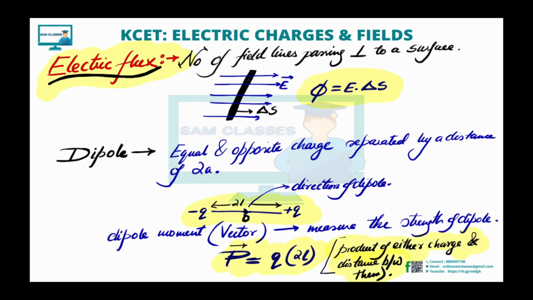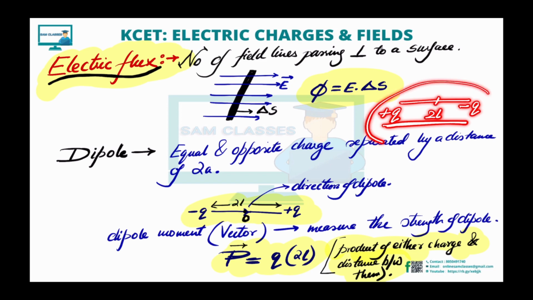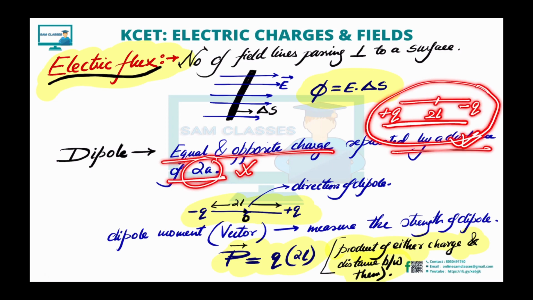Next, we have the concept of a dipole. A dipole is a very simple concept. We have a positive charge and a negative charge, separated by a small distance of 2l. That creates the whole system of a dipole: equal and opposite charges separated by a small distance of either 2a or 2l, whatever it is.